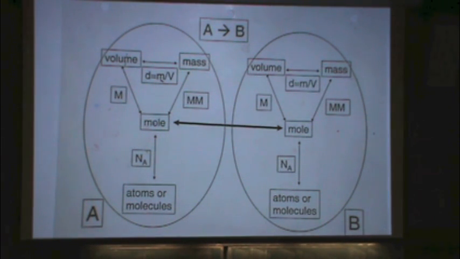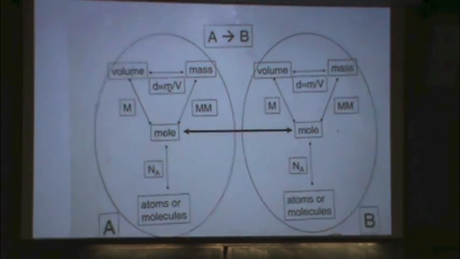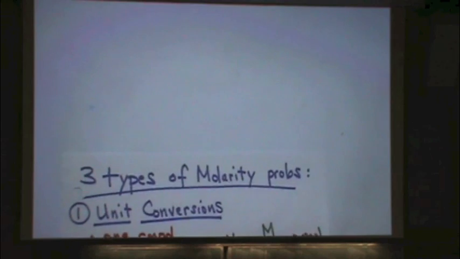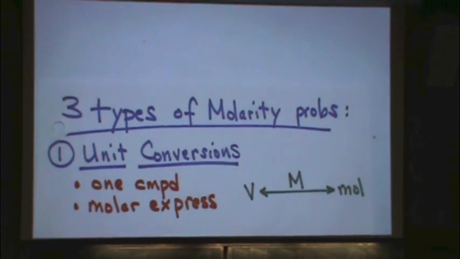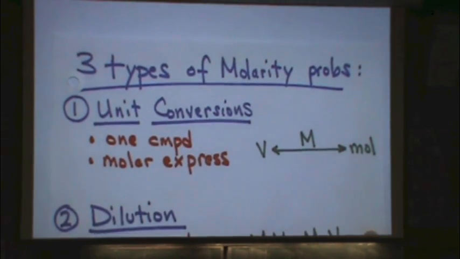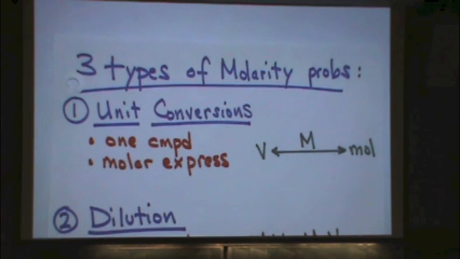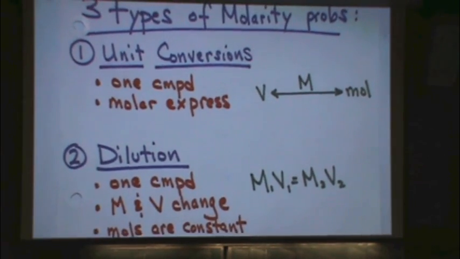Okay, in this section really, there's three types of molarity problems that I want to point out to you. You need to be able to recognize which one we're looking at so you solve it in an appropriate manner. So I want to show you this before we do examples so that you can see the types of molarity problems. Type 1, unit conversion. A unit conversion is this type of problem when you have one compound, and you're going to use the Molar Express to do it. You're essentially converting between volume and moles, or liters and moles. And so you're using molarity as a conversion. That's the first type of molarity problem.